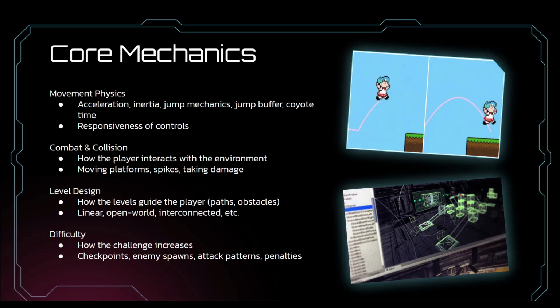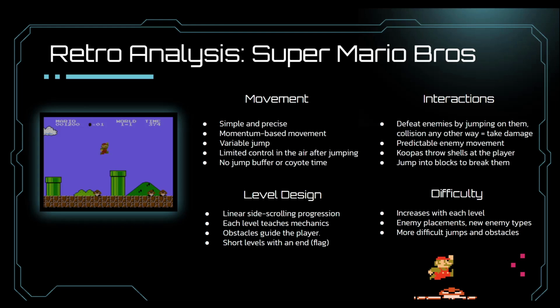Combat and collision is basically how the player interacts with the environment, so taking any form of damage, hitboxes, platforms, defeating enemies, and obstacles all count as collision. And then level design is all about how the levels guide the player, so some platformers are linear, others can be open world, and some can be interconnected like Metroidvanias, allowing for exploration. And the last mechanic is difficulty, which is just how challenging the game gets as you progress, and all the things that contribute to the challenge, so like checkpoints, where enemies spawn, their attack patterns, and penalties like losing items if you die.